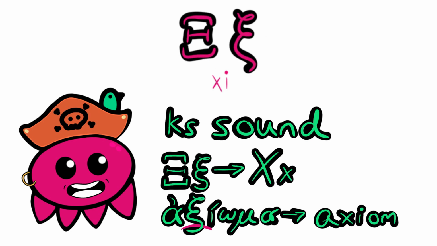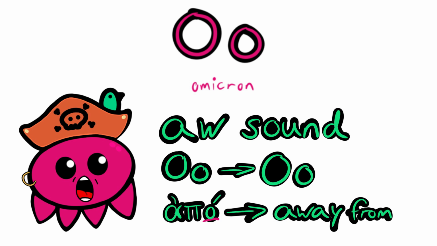Next, we have Xi. It's a consonant. It makes the KS sound like an X in English, so it's only natural that it transliterates to an X as well. One example is axioma, meaning honor or decree, and it's where we get the English word axiom. The next letter is omicron, or little o. It makes the ah sound. Make sure you're not saying the O sound. It transliterates to an O as well. One example of omicron is apo, meaning away from.